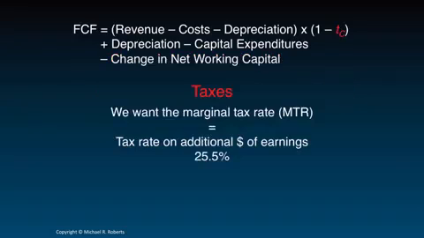And then the last piece of this puzzle is taxes. Right? I want the marginal tax rate. I want the tax rate on an additional dollar of earnings. I'm going to assume that's 25.5%. Okay. A lot of people will estimate this with an effective tax rate, that is, looking at the income statement, tax expense over pre-tax income. That's not, strictly speaking, what we want. To get at the marginal tax rate, you probably need access to the tax records of the company, which are difficult, if not impossible, to get. So a lot of people will also assume a top statutory corporate tax rate of around 35, 36%.